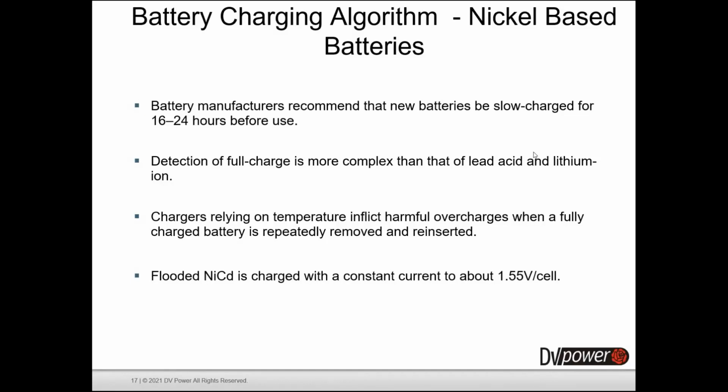Also, do not use temperature as a terminating factor for charging both lead-acid and nickel-based batteries. They inflict harmful overcharges when a fully charged battery is repeatedly removed and reinserted. Of course, a flooded nickel-cadmium battery is charged with a constant current to about 1.55 volts per cell. Sometimes it's 1.5, sometimes it's even 1.48. It depends on the manufacturer's recommendation. So you need to strictly follow the manufacturer's recommendations while charging all types of battery, not only nickel-based.